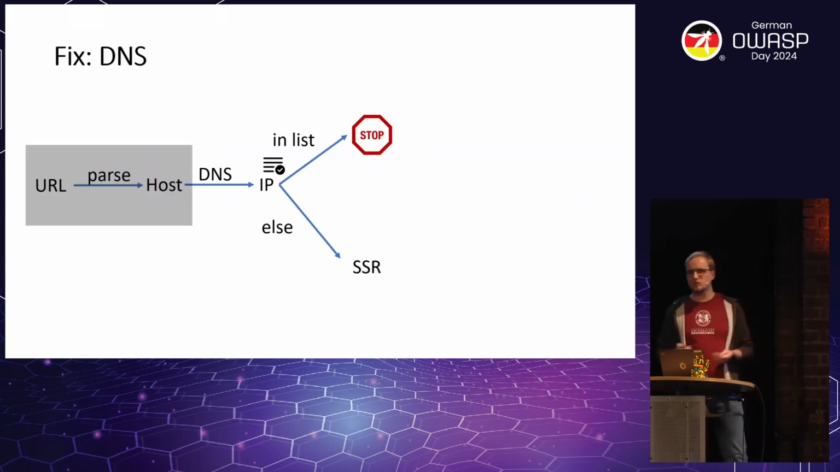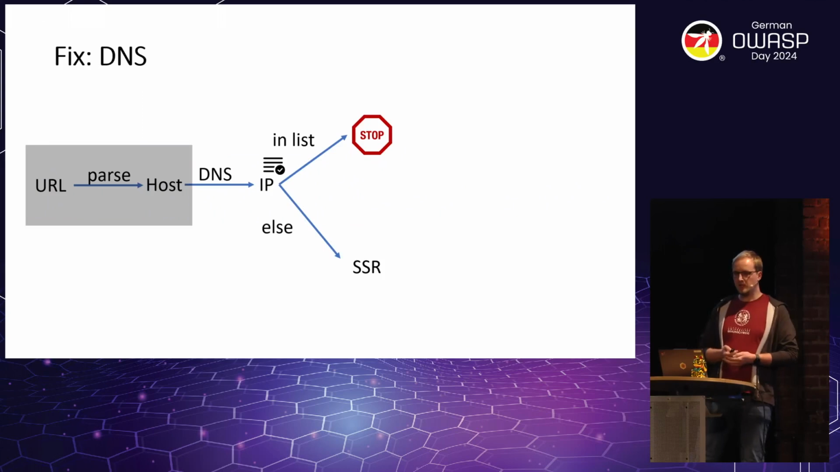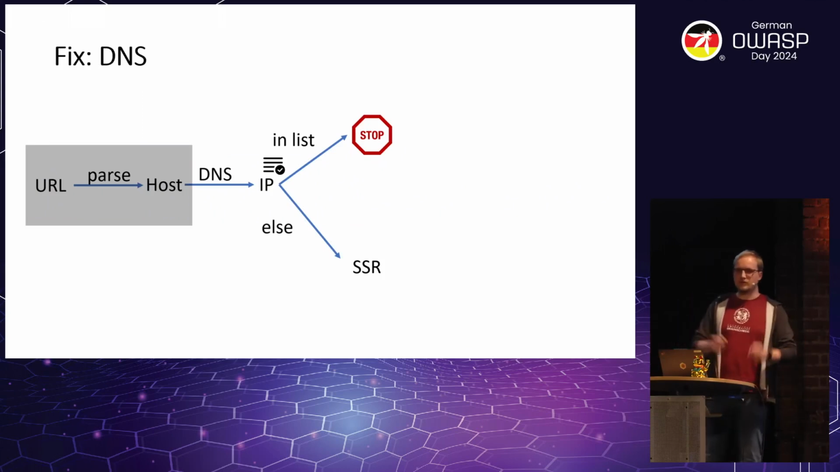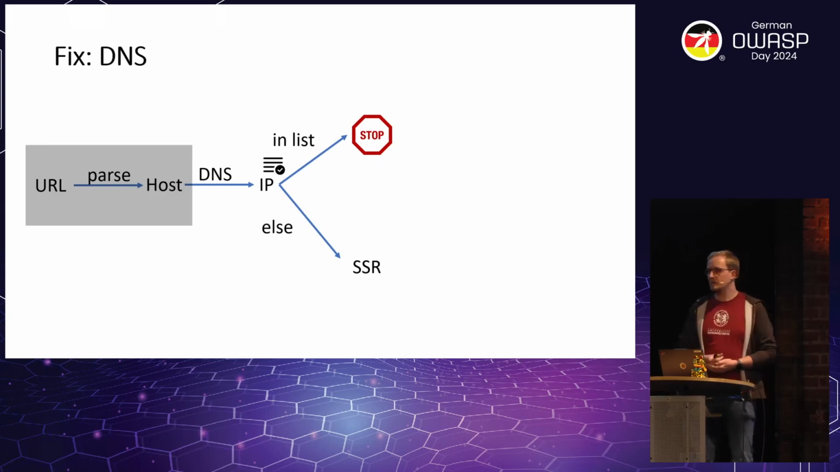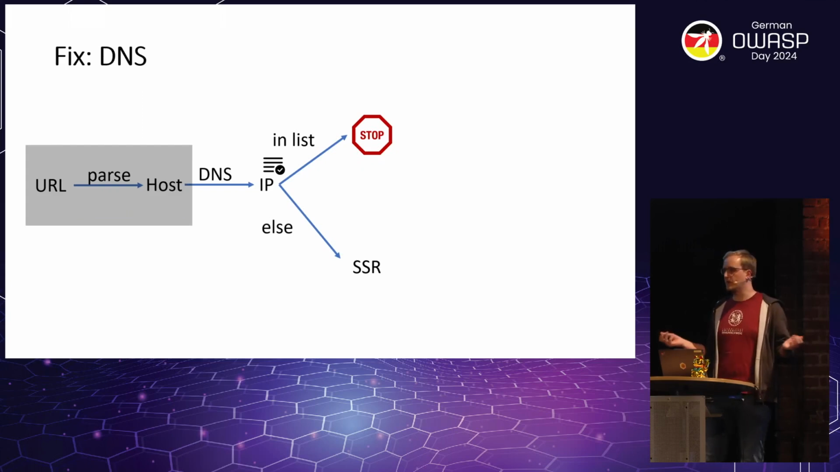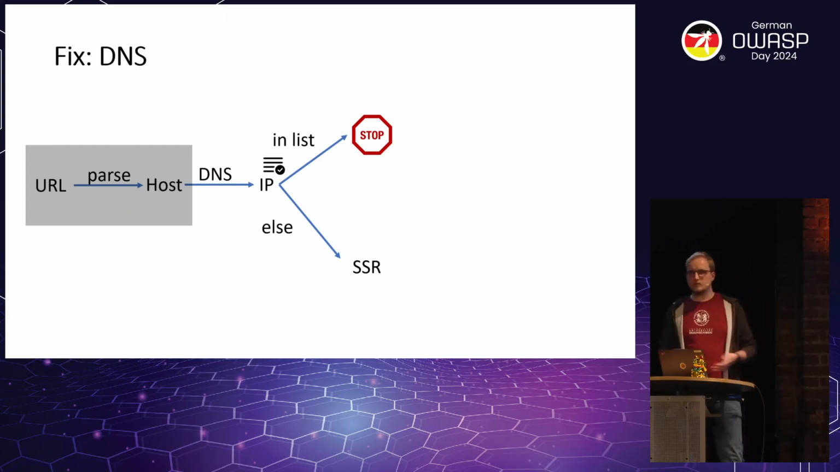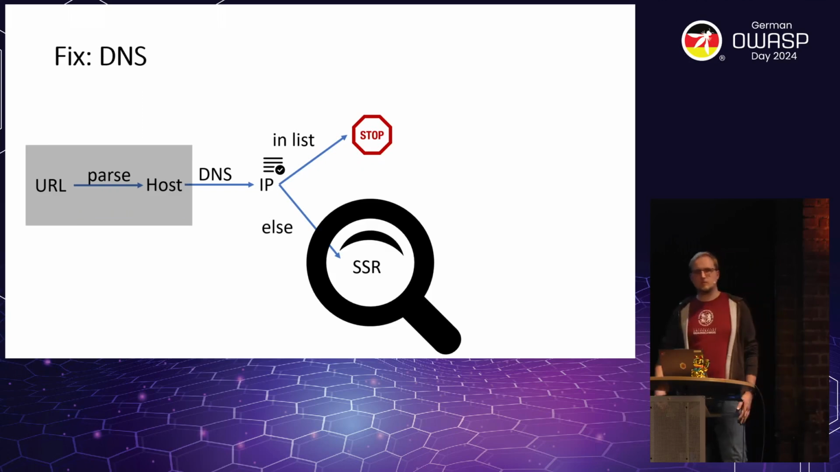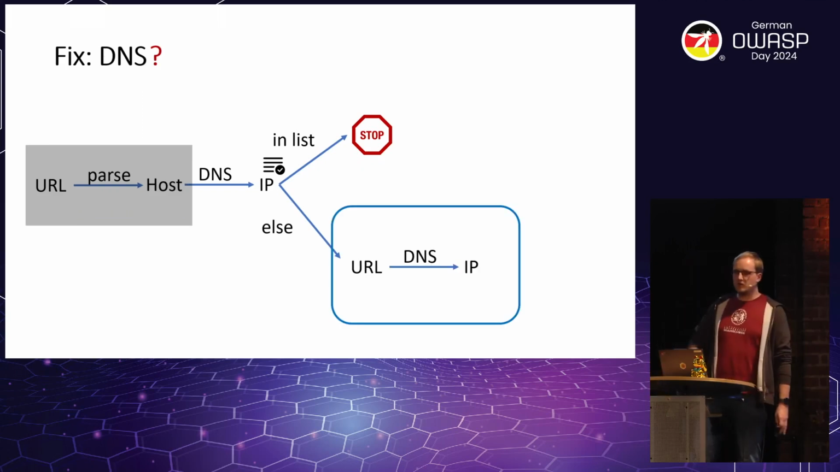So the fix is maybe to use DNS ourselves. Instead of just passing the host, we take the host from the input, resolve it to an IP address, and compare it against a list of blocked IPs, for example the loopback IP. If it's in this list, we stop, and otherwise we conduct the request. But again, what does conducting the request mean?